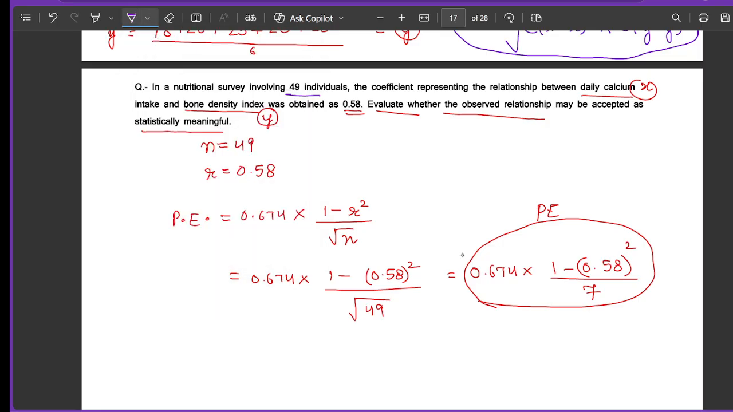Then the question doesn't stop here. You have to multiply this probable error by 6. Now if r, which is 0.58, is greater than 6 times this probable error, then you can say that this is statistically meaningful. And if 0.58 is smaller than 6 times the probable error, then you say that the correlation is statistically not meaningful. So this is how you solve the problems related to the correlation coefficient and the probable error.